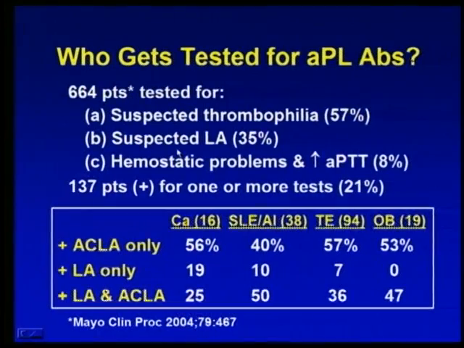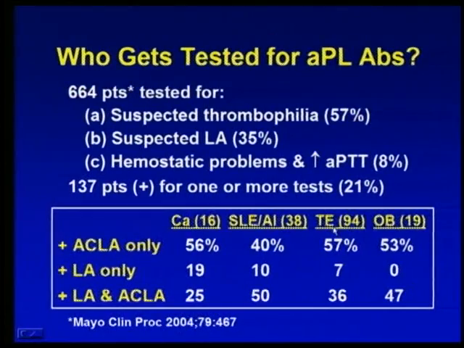And so when they went back and looked at these patients clinically in terms of what went on, this is what they found. There were 16 patients who had antiphospholipid antibodies who had cancer. And all of those patients who had cancer also had thromboembolism. And this is the breakdown of the different classes of antibodies in those patients with cancer. 38 of the patients who had the positive antibodies had systemic lupus or other autoimmune diseases. And again, this is the breakdown of the different types of antibodies and lupus anticoagulant that they had.